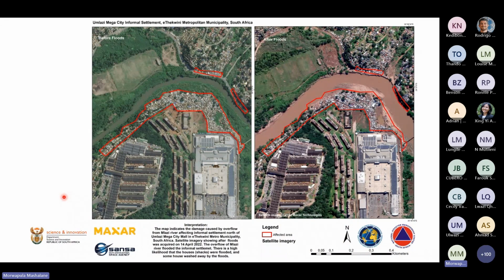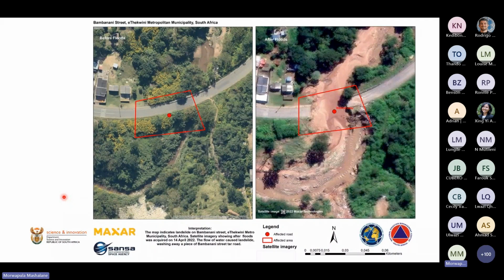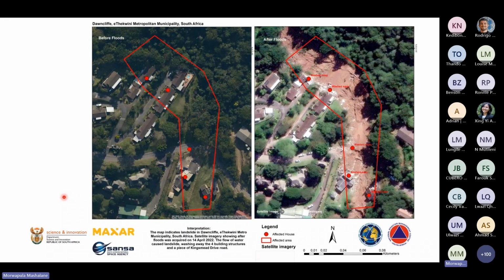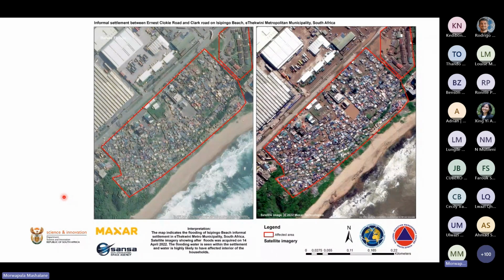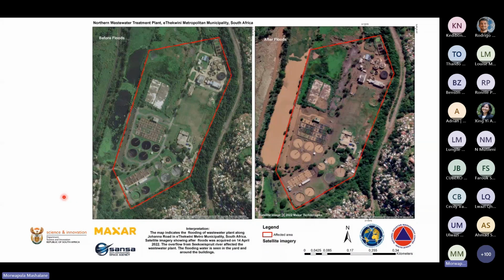Post-flooding, we do damage assessment. This is one example where we use satellite imagery to assess the settlements that had been flooded. This is the case of the 2022 flooding in KZN, and also we assess where a road or a bridge has been washed away, where different structures in terms of households have been damaged and destroyed, and where there's inundation. In that informal settlement there was a lot of inundation.